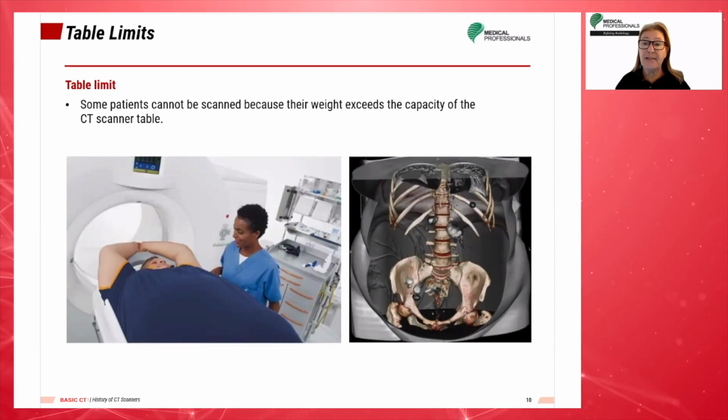Some patients cannot be scanned because their weight exceeds the table's capacity, which is generally between 400 and 500 pounds. The Toshiba Aquilon 1 has a capacity of about 660 pounds.